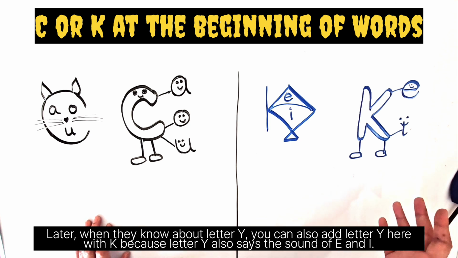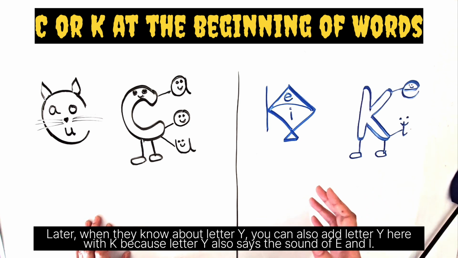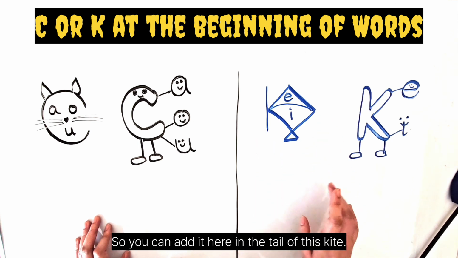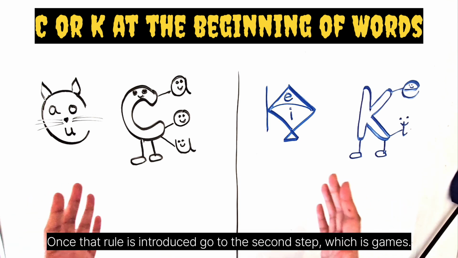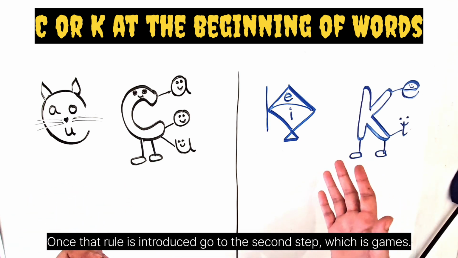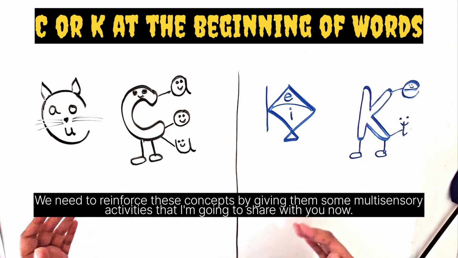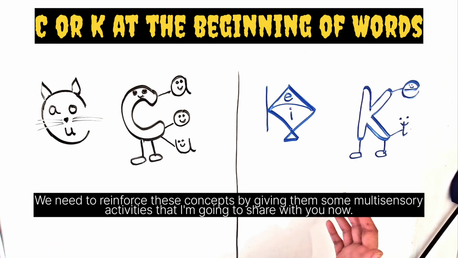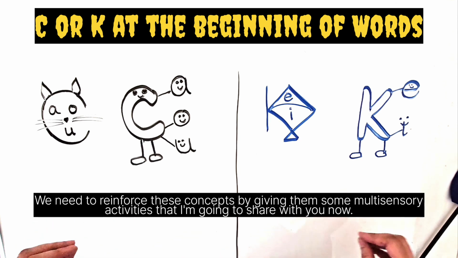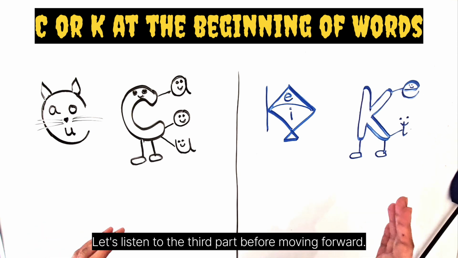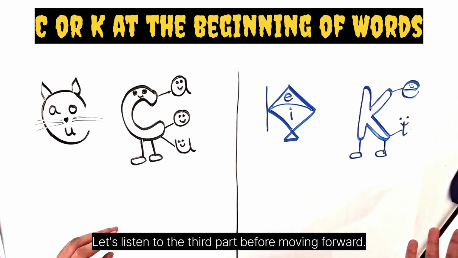Later, when they know about letter Y, you can also add letter Y here with K, because letter Y also says the sounds of E and I, so you can add it here in the tail of this kite. Now, once the rule is introduced, go to the second step, which is games. We need to reinforce these concepts by giving them some multisensory activities that I'm going to share with you now, and at the end, let's listen to the third part before moving forward.